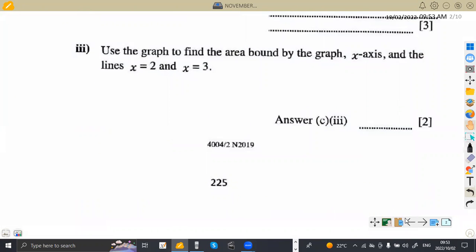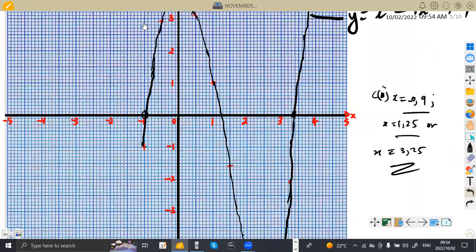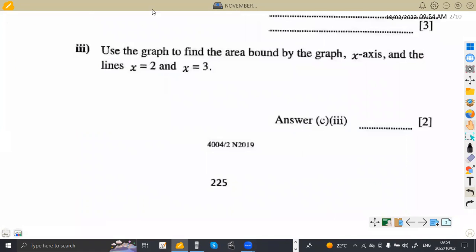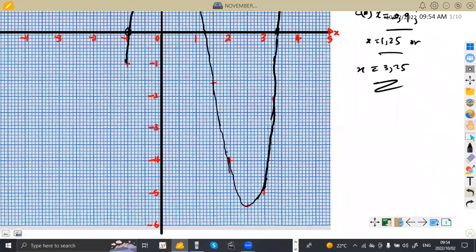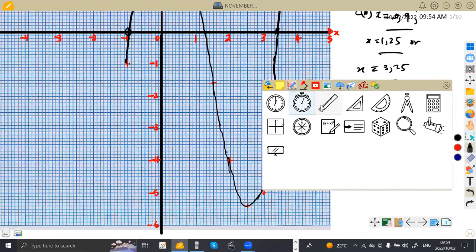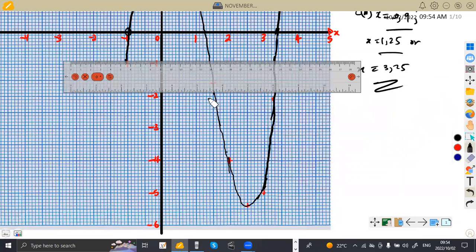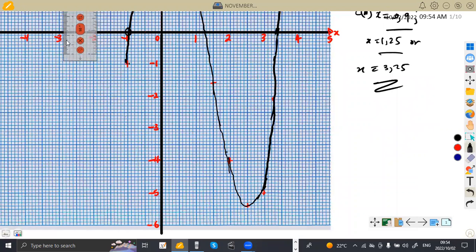Okay, so where is the graph bounded with the x-axis? That's the first thing. Our graph here is bounded with the x-axis, and we are given the conditions, the lines x is equal to 2 and x is equal to 3. So you draw the lines here of x is equal to 3 and x is equal to 2, straight to the graph. That is what you're going to have in this case.